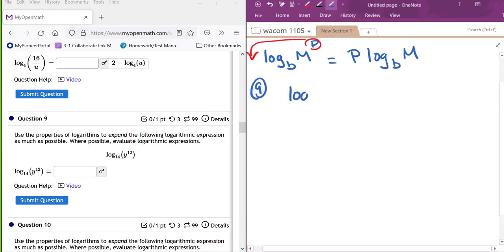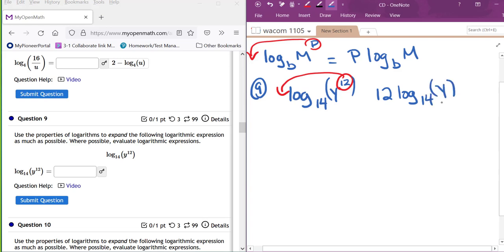So we have the log base 14 of y to the 12th. The 12 will come down. So we'll have 12 times the log base 14 of y.